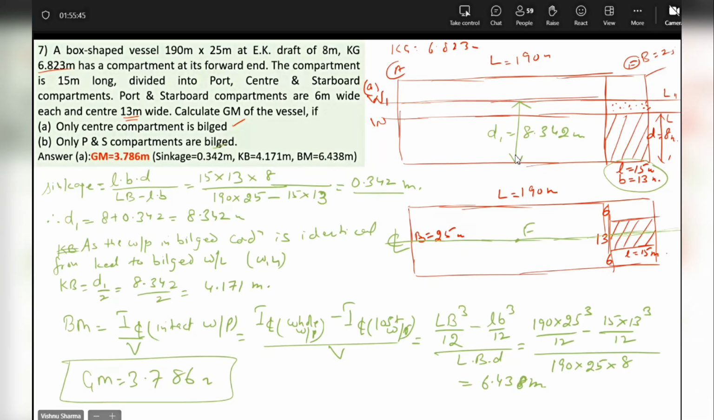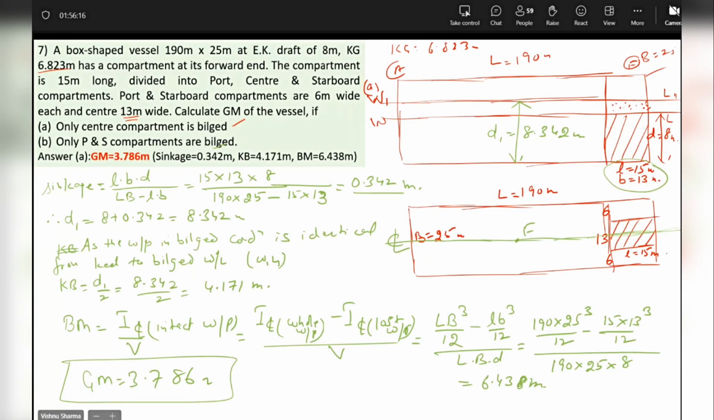Okay, guys, is this part clear to everybody, that the compartment was not amidships? So don't always be under the impression that when GM is asked, the compartment should be only amidships, nowhere else. If you're done with part A, can I go to part B?